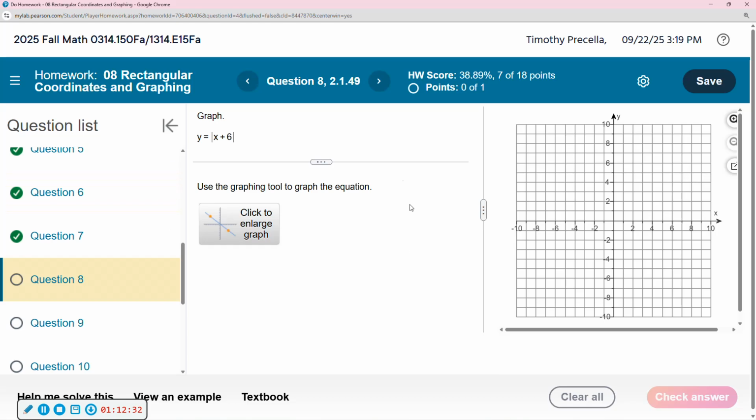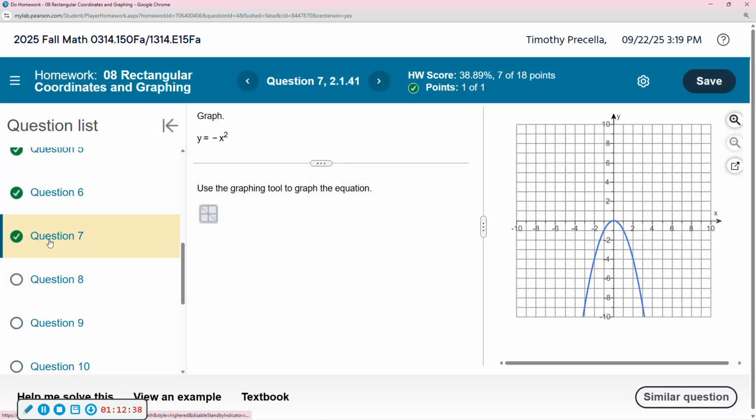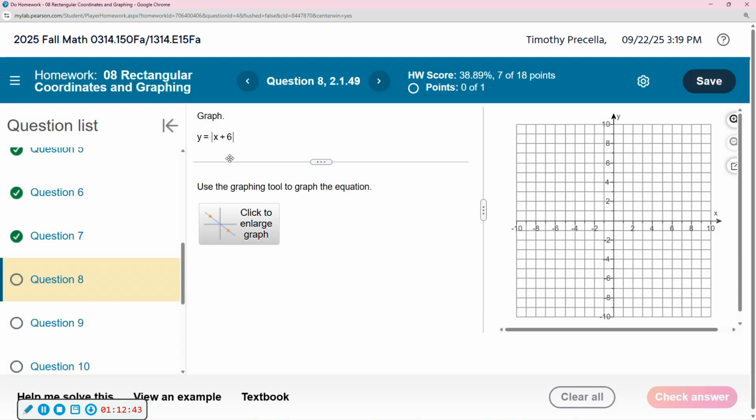We've done a problem similar to this here. Which one was it? 7, where they didn't give us the table of points. Number 8. It's an absolute value, but they didn't give us the table of points. We're going to have to come up with those points. Okay? So let me see. Number 7. Y equals the absolute value of x plus 6.